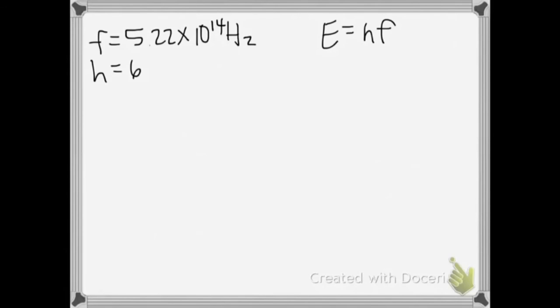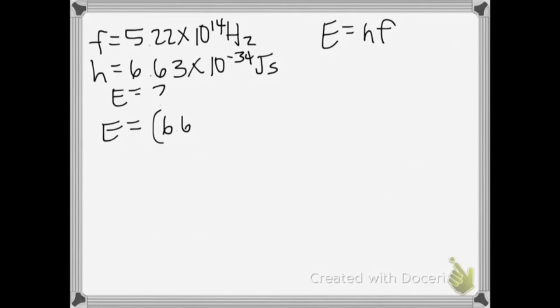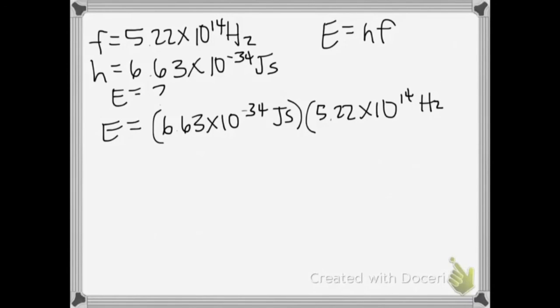Using the second equation, E equals H times F. My F I just found on the last problem. That was 5.22 times 10 to the 14th hertz. My H is my constant, 6.63 times 10 to the negative 34 joule seconds. And I'm looking for E. So my first strategy is going to be to use algebra. I have E equals HF, so I'm going to plug in 6.63 times 10 to the negative 34th joule seconds times 5.22 times 10 to the 14th hertz. The hertz and seconds cancel. Okay, and I'm going to have joules.